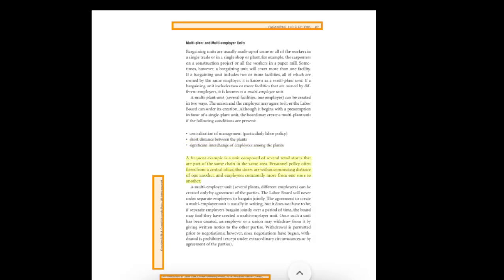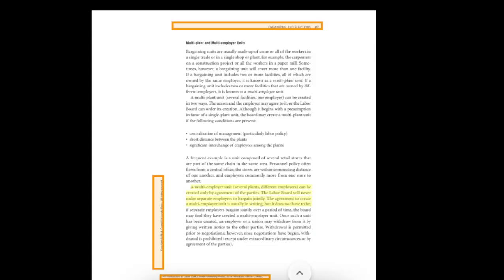A frequent example is a unit composed of several retail stores that are part of the same chain in the same area. Personnel policy often flows from a central office. The stores are within commuting distance of one another, and employees commonly move from one store to another. A multi-employer unit, several plants, different employers, can be created only by agreement of the parties. The labor board will never order separate employers to bargain jointly.